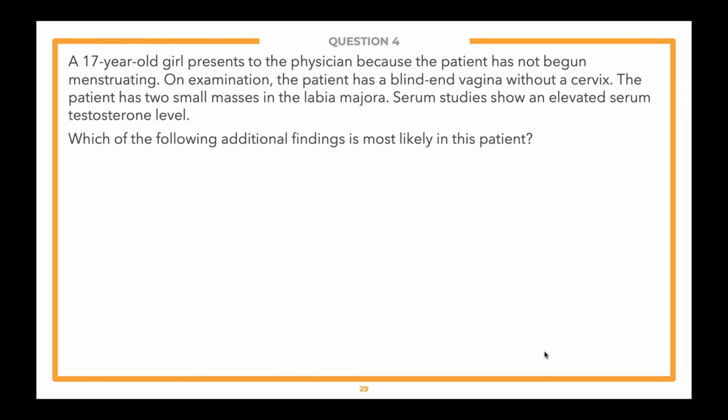All right, I see the responses coming in. Let's take a look at that vignette. A 17-year-old girl presents to the physician because the patient has not begun menstruating. On examination, the patient has a blind end vagina without a cervix. The patient has two small masses in the labia majora. Serum studies show an elevated serum testosterone level. Which of the following additional findings is most likely in this patient? Boris.